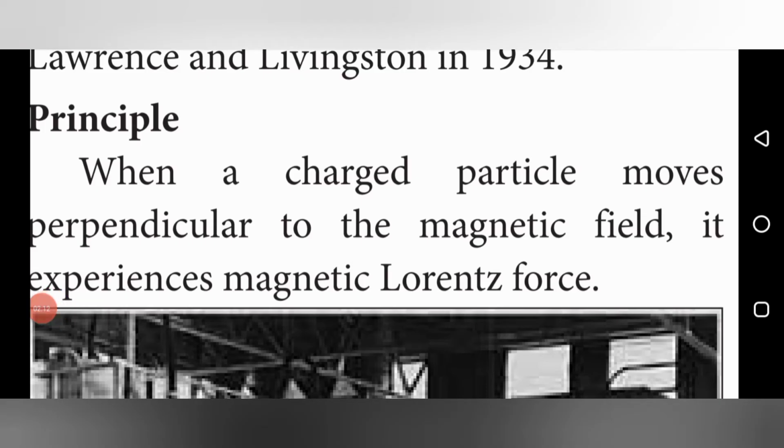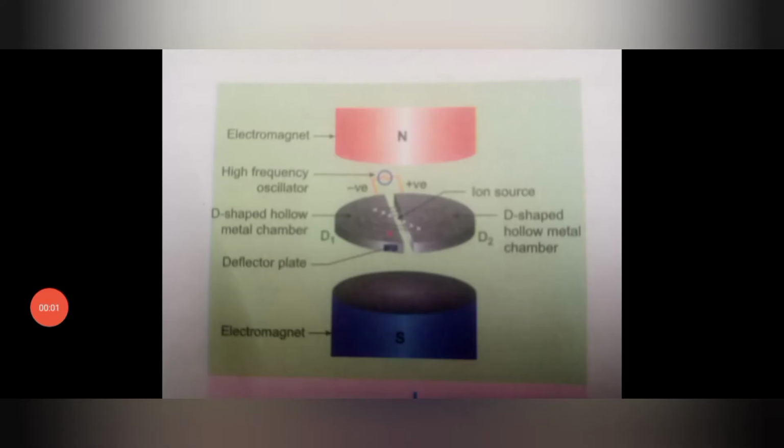First, the principle. It works under the principle that when a particle moves perpendicular to the magnetic field, it experiences the magnetic Lorentz force. So this is the principle used in this cyclotron. And now let's see the diagram.